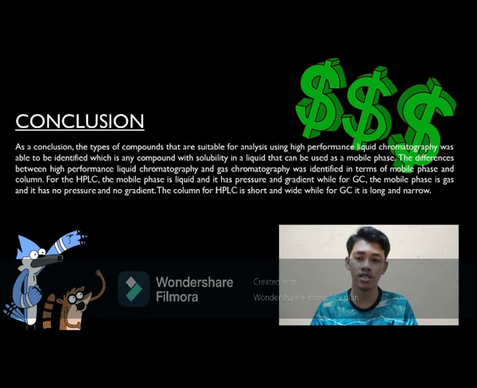For HPLC, the mobile phase is liquid and it has pressure and gradient, while for GC, the mobile phase is gas, and it has no pressure and no gradient. The column for HPLC is short and wide, while for GC it is long and narrow.